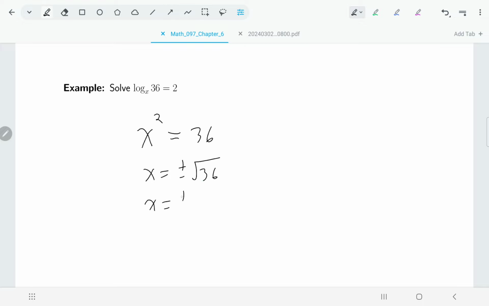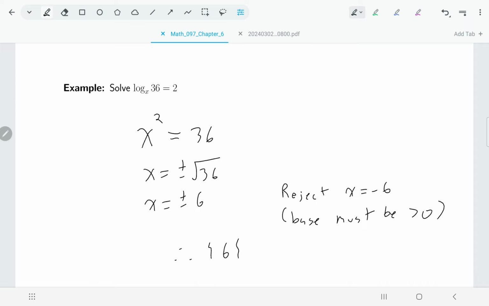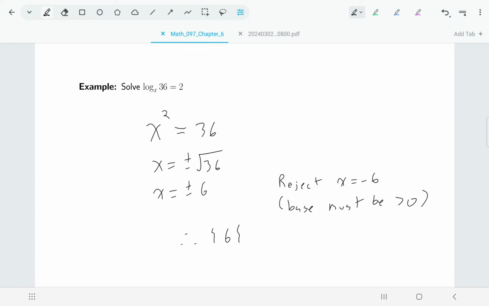So I come up with two potential solutions. One of them is positive 6. One of them is negative 6. So here's where we need to remind ourselves of one thing, and that is for a logarithm, the base has to be something positive. So I actually need to make a little note here that I need to reject x being negative 6 because the base for any logarithm needs to be greater than 0. So really the only solution that I have for what is a valid base that will make that equation a true statement would be just 6. So 6 is the solution to that equation.